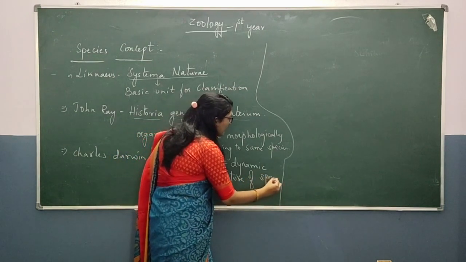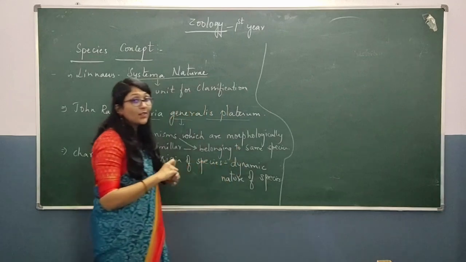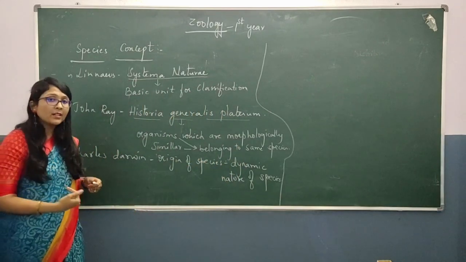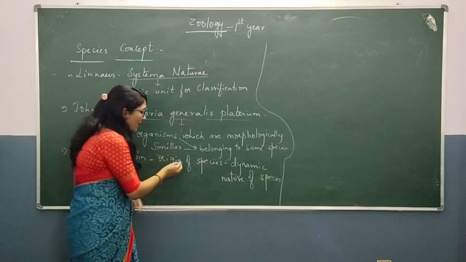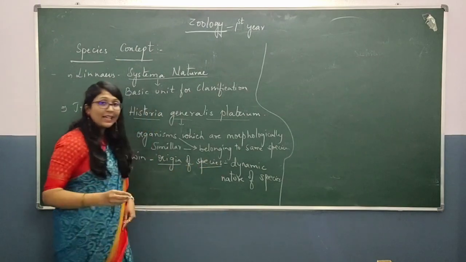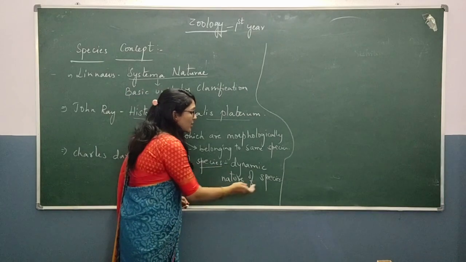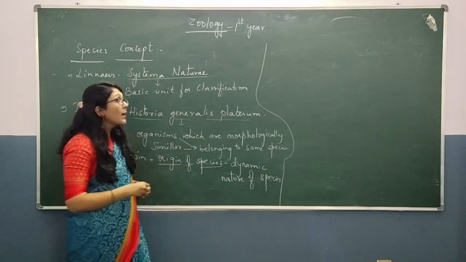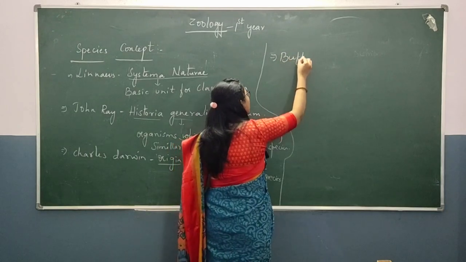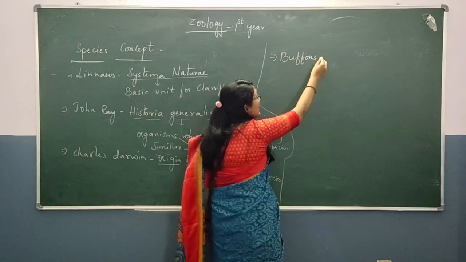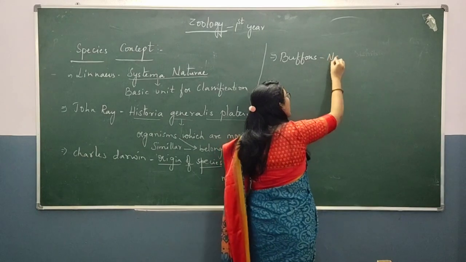Species. So all these scientists, something related to the species, they have written in their books. In the same way, Charles Darwin, in his book Origin of Species, has explained the dynamic nature of the species. Then another scientist, Buffon, has written a book called Natural.